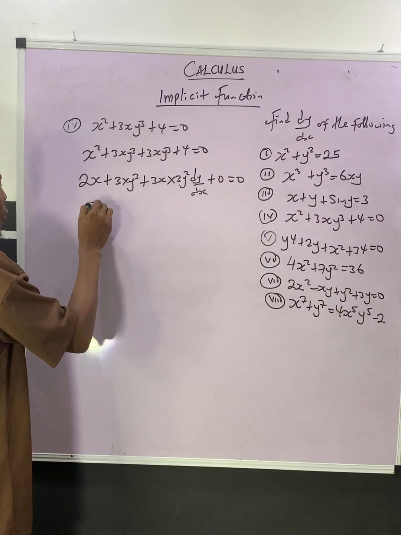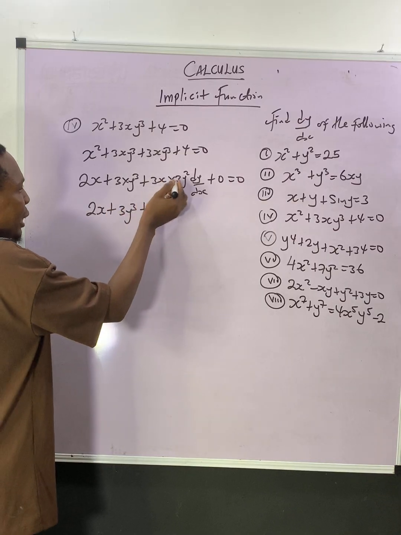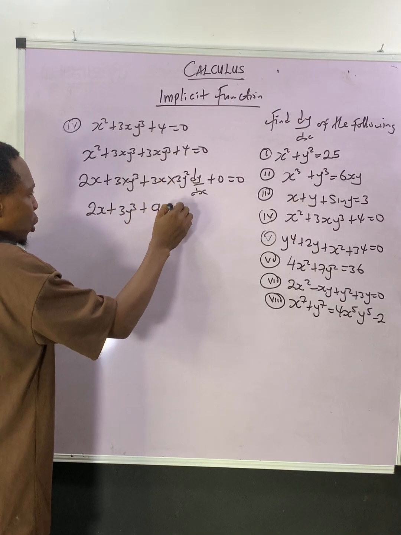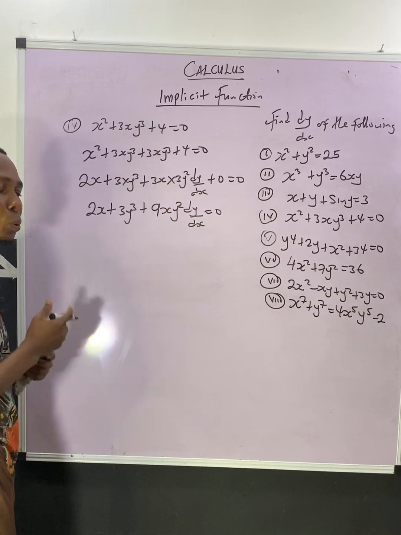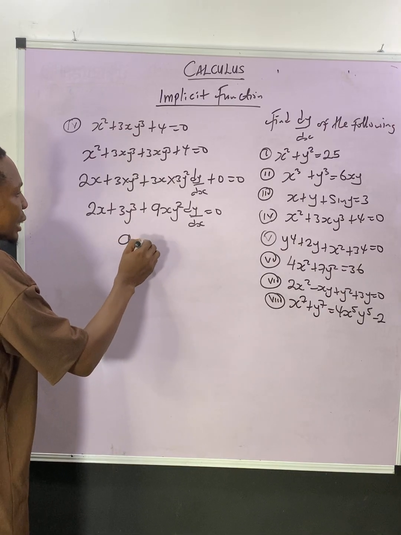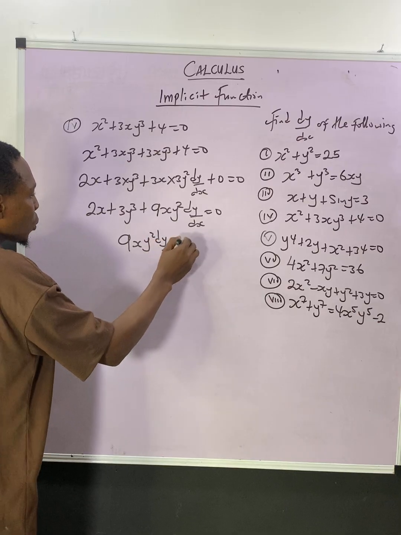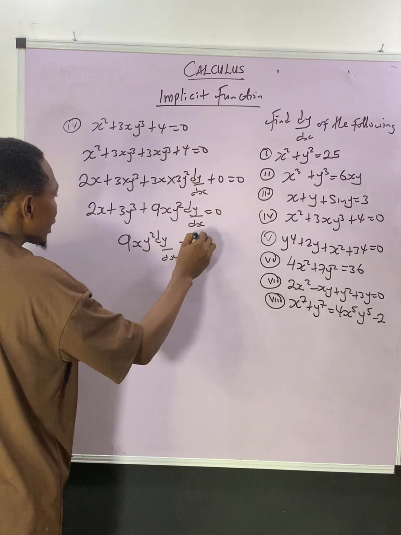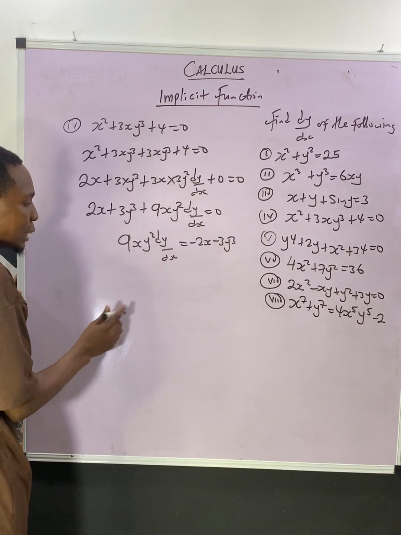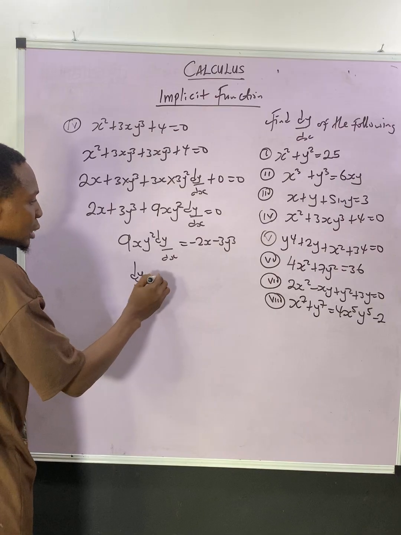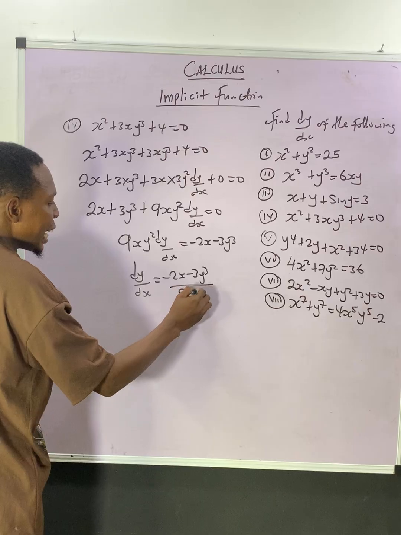So from here, we have 2x plus 3 times y cubed, 3y cubed. Then plus 3 times 3 is what? 9xy squared dy/dx equals 0. What do we do? Collect like terms. So we have 9xy squared dy/dx equals, if it's crossing, we have minus 2x minus 3y cubed. So to get dy/dx, divide everything by this. So our dy/dx is equal to minus 2x minus 3y cubed all over 9xy squared.